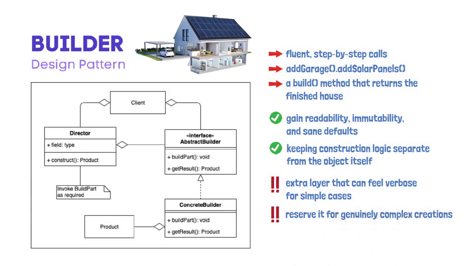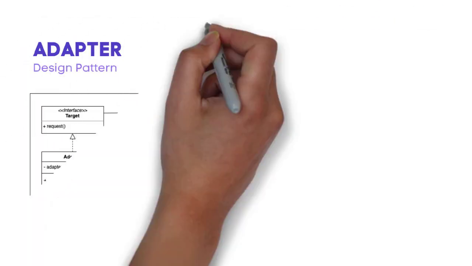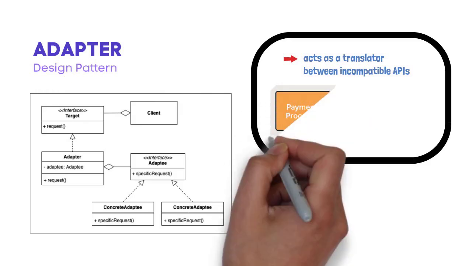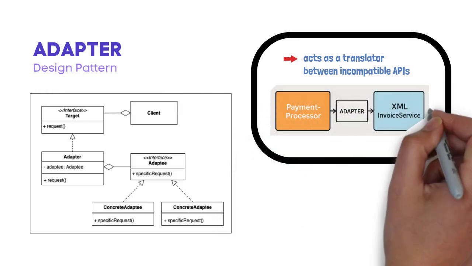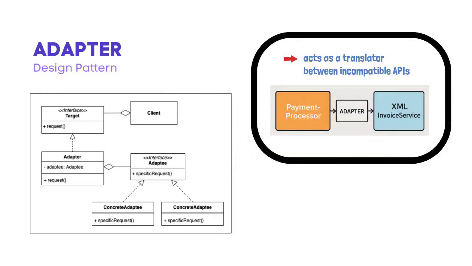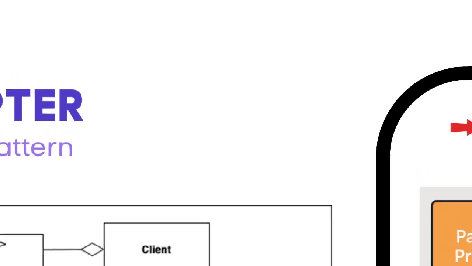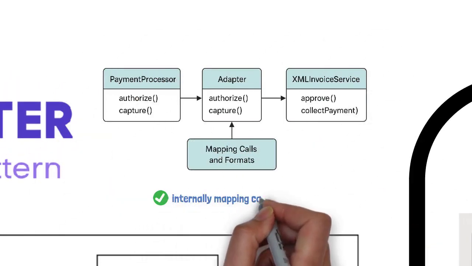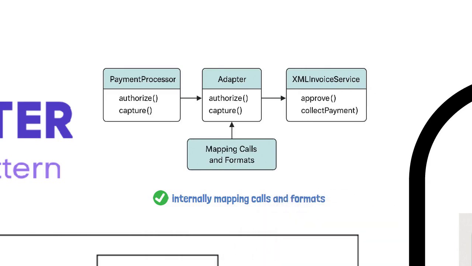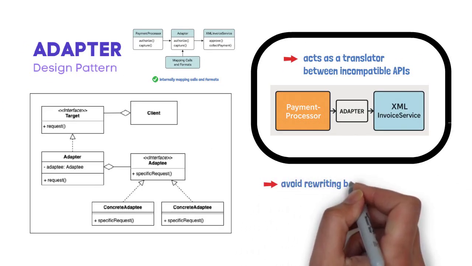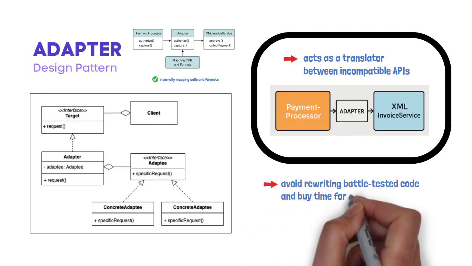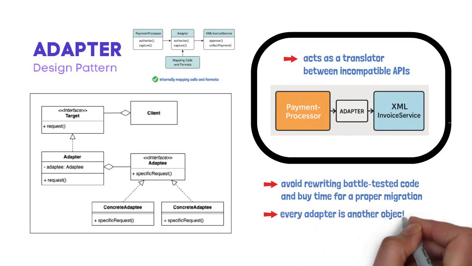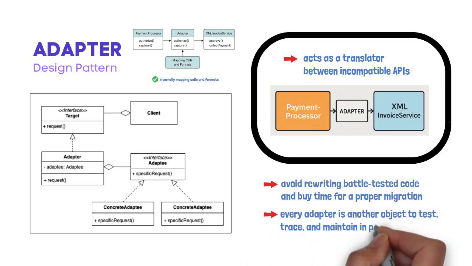Legacy code rarely fits the slick new interface you just designed. Adapter acts as a translator between incompatible APIs. Need your modern payment processor to talk to an ancient XML invoice service? Wrap the dinosaur in an adapter that exposes the expected methods while internally mapping calls and formats. You avoid rewriting battle-tested code and buy time for a proper migration. Remember though, every adapter is another object to test, trace, and maintain in production.